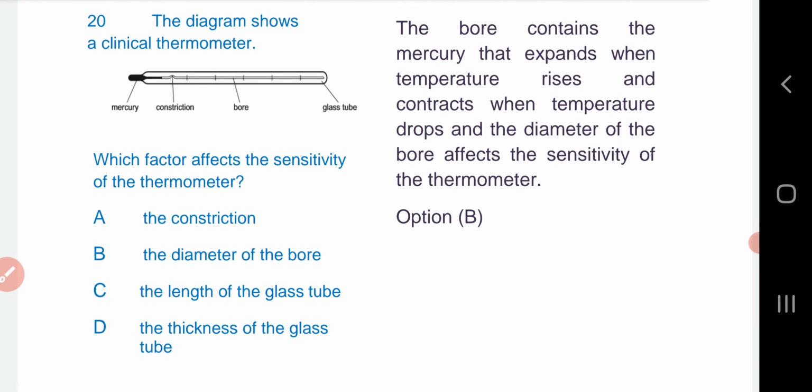Question number 20. The diagram shows a clinical thermometer. Which factor affects the sensitivity of the thermometer? And the answer is, the bore contains the mercury that expands when temperature rises and contracts when temperature drops, and the diameter of the bore affects the sensitivity of the thermometer. And the answer is option B.